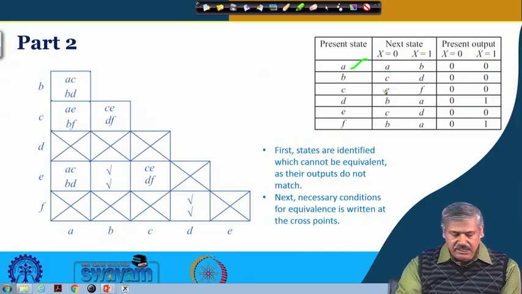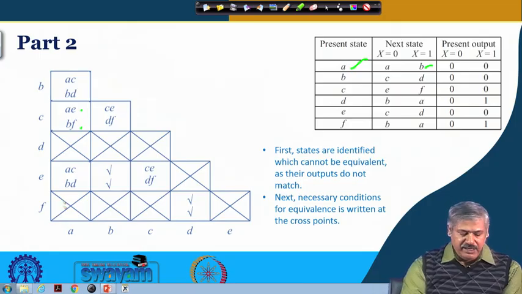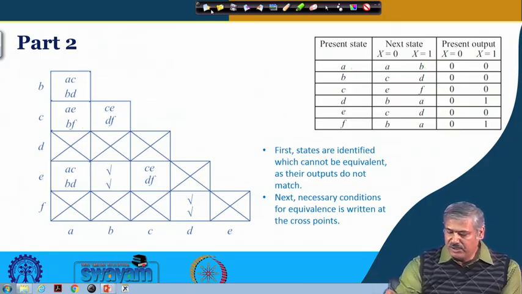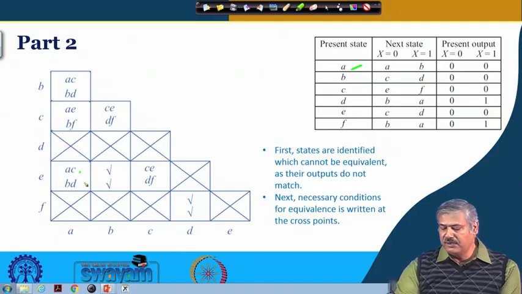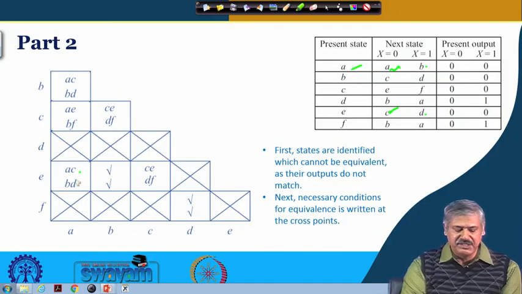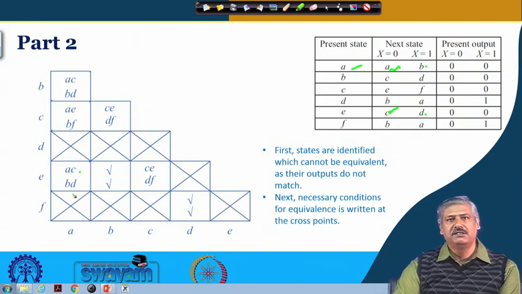So, A and E and B and F, if they are equivalent, then A and C will be equivalent. A and E, so we are looking at A and E. So, AC and BD, if they are equivalent, A, C and B, D. If A is equivalent with C and B is equivalent with D, then A and E can be equivalent.